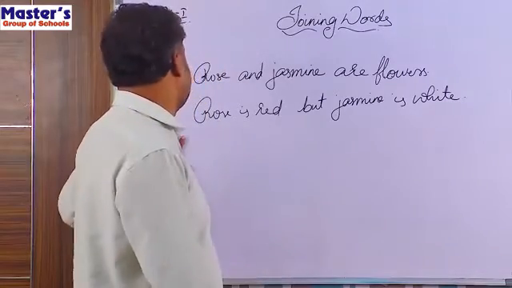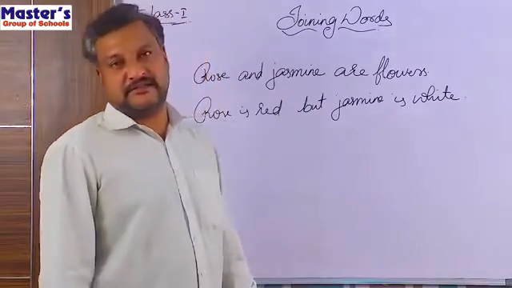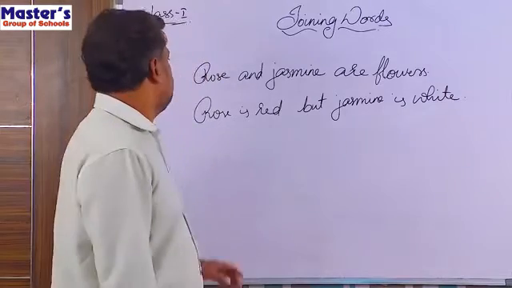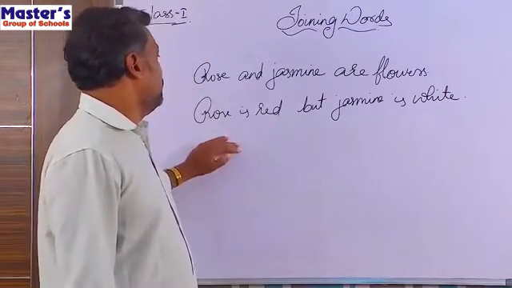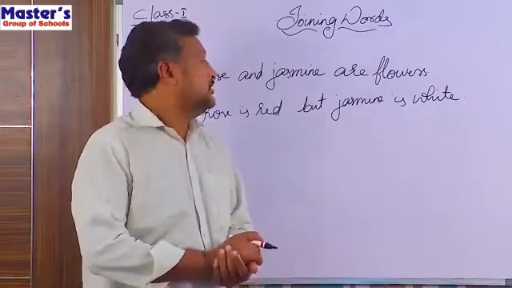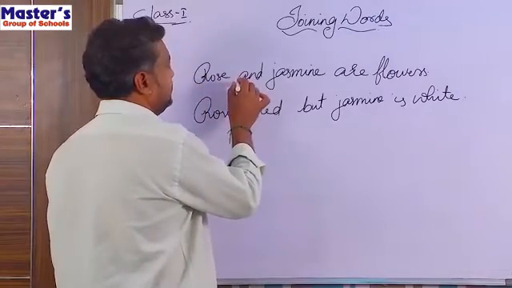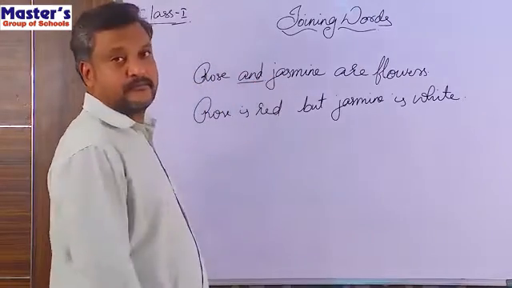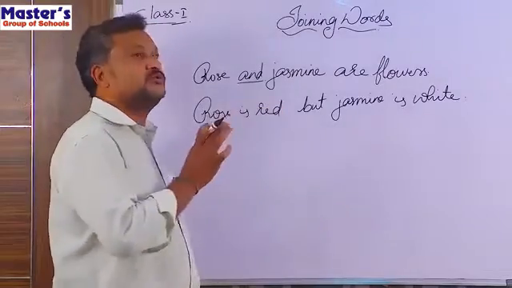In that second sentence, Rose is red but Jasmine is white is the next sentence, right? So two sentences are there. Rose and Jasmine are flowers. Rose is red but Jasmine is white is the second sentence, right? So now in the first sentence, here is one word. Is it? And. Actually is connecting two sentences there.